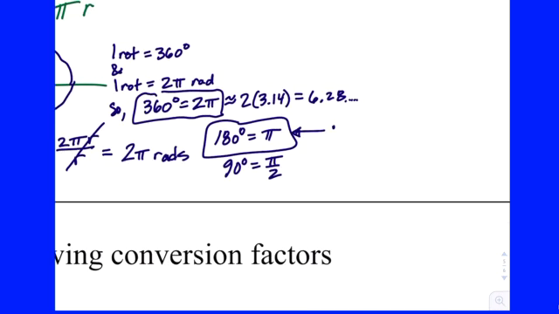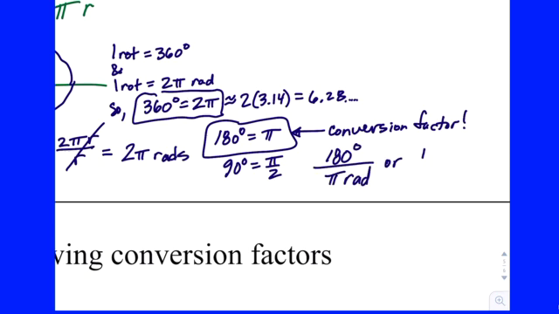So this right here becomes our conversion factor. And just like we did with degrees and minutes and seconds, we can write it as 180 degrees over pi radians, or we can write it as pi radians over 180 degrees. So depending on whether we're converting from degrees to radians or radians to degrees, we would want either the degrees to divide out or the radians to divide out. We could use either one of those 2 conversion factors. They're equivalent to 1.